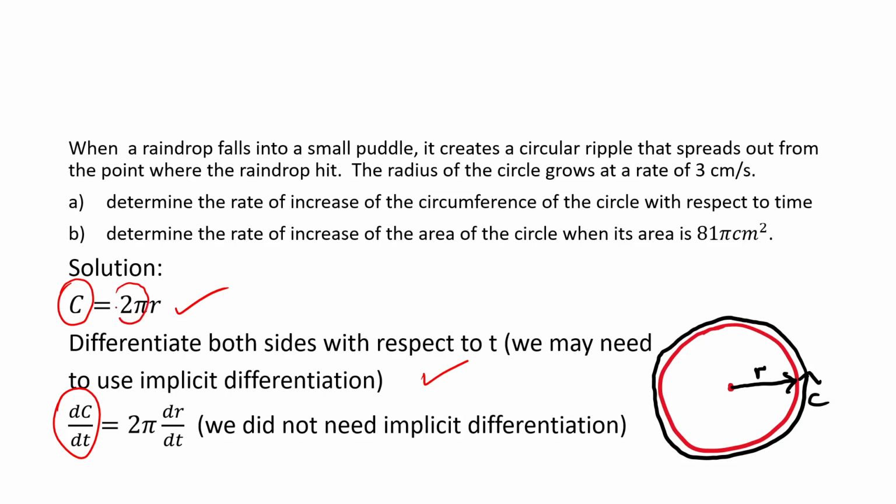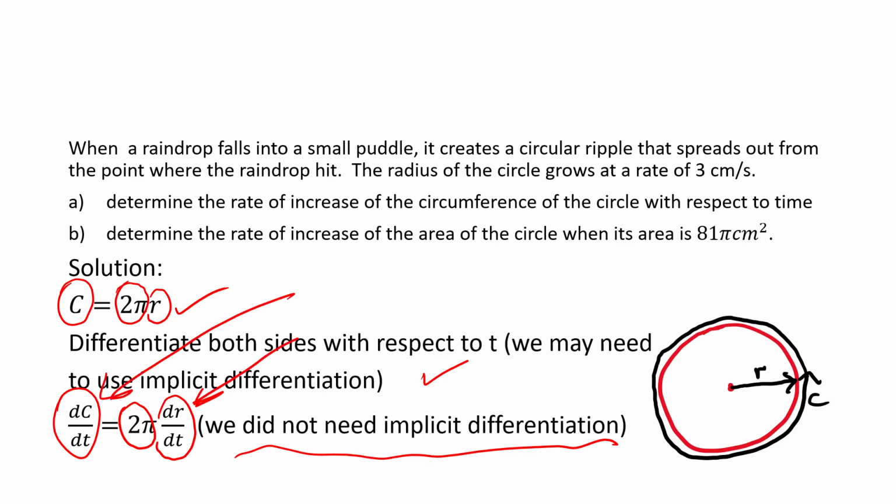We have a constant of 2 pi, excuse me, a constant of 2 pi. We have a variable r. The rate of change of radius with respect to time is dr over dt. So we actually did not need implicit differentiation in this case, but we have a function for the rate of change of circumference with respect to time, so long as we know the rate of change of radius with respect to time, which we in fact do know. It's actually 3 centimeters per second.